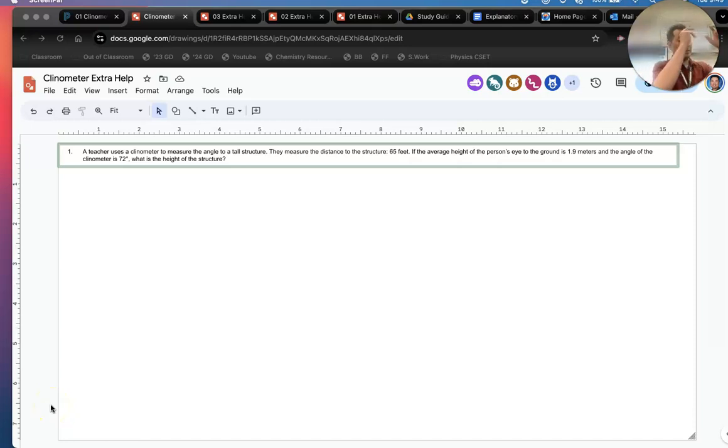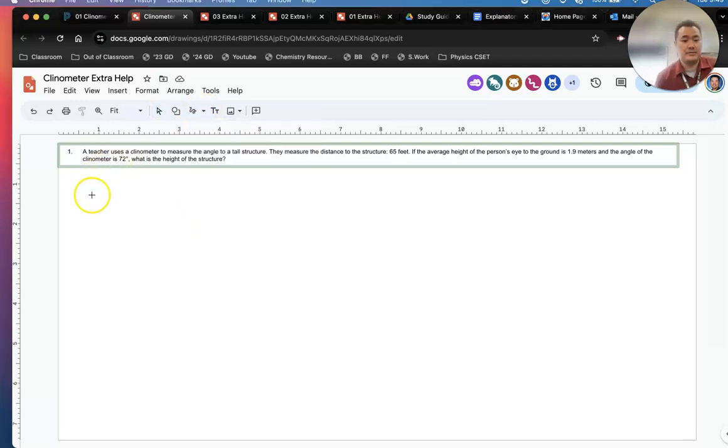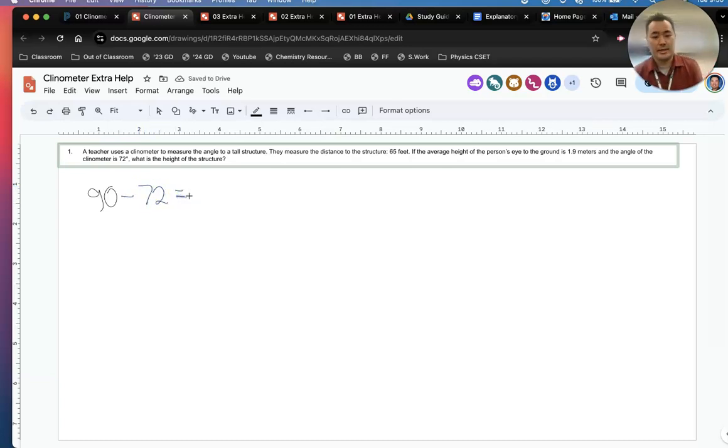Take 90 degrees of our clinometer and subtract it to the angle, because right now this angle is not the true angle of the rocket. So everyone do 90 minus 72. And Elijah, what do you get? 90 minus 72 is 18. So 18 is the angle of our clinometer. This is the true angle.